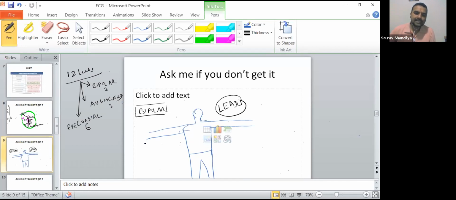I'll change the color so that you can understand better. So now this is the right arm, this is the left arm, and of course, if that is the left arm, then this is the left foot or left leg. We'll not use the lower limb right now. Here is how it is important. Say for example, this is negative, and this foot we have taken as a positive electrode.